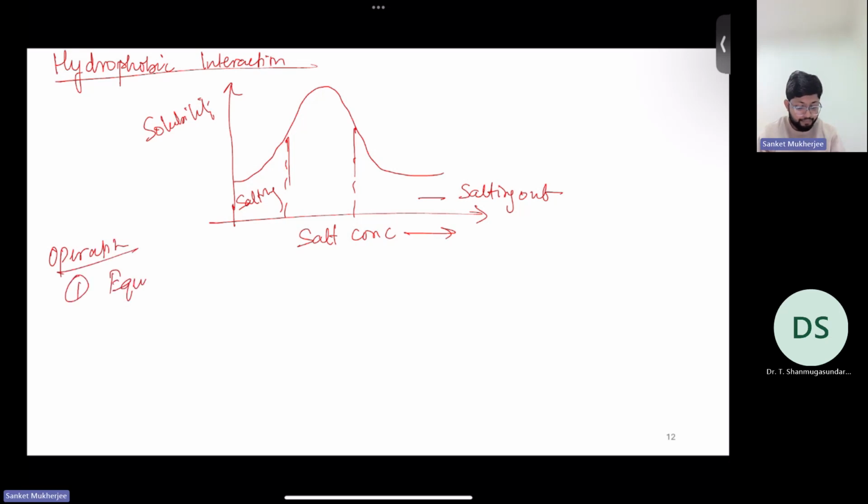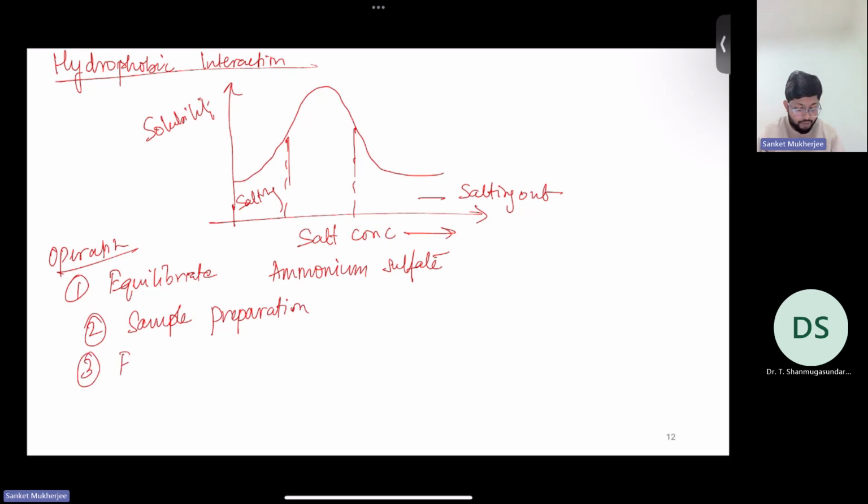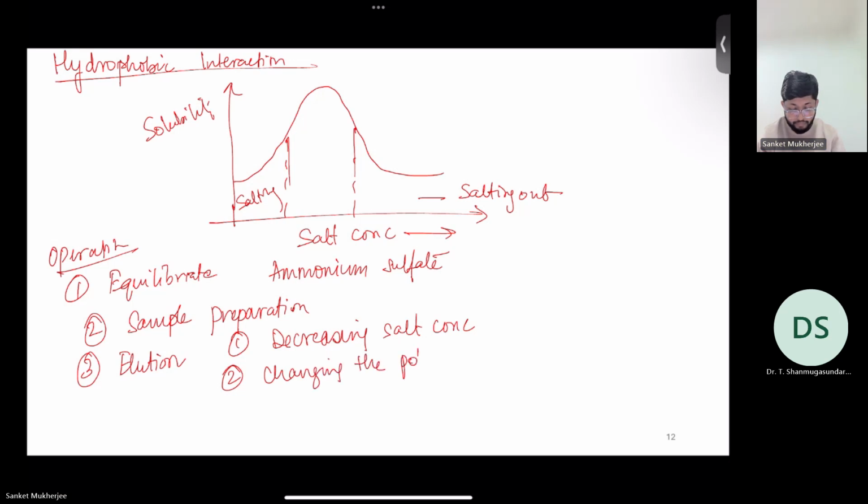If we talk about the operation, first we need to equilibrate the column, and that is usually done with ammonium sulfate. Then we go for sample preparation, and the sample is usually injected. Then we go for elution. Elution can happen by decreasing salt concentration or changing the polarity. Or we can also use detergents. Detergents would change the hydrophobicity. Even the hydrophobic moieties might expose themselves in detergent, because micelles can be formed.